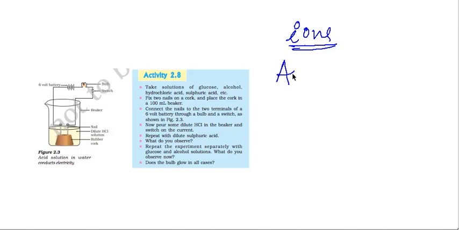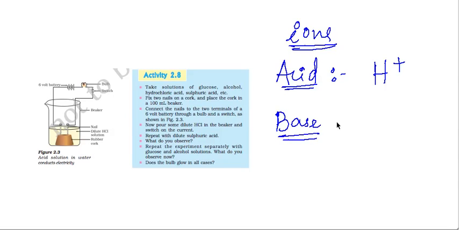So what are the ions present in the acid? When an acidic solution is there, we have hydrogen ion in the solution, and you will have the counterpart, the metallic ion also. The bases contain hydroxide ion, that is OH minus. Due to the presence of these ions, the solution becomes a conductor of electricity, and hence it conducts electricity.